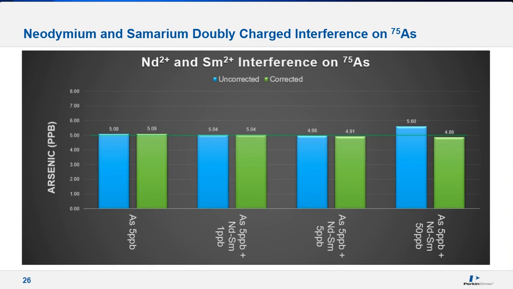In fact, the only samples that were tested that had the elevated neodymium or samarium that caused any significant difference between the corrected and uncorrected values were, in fact, NIST reference materials, the peach and tomato leaves. We've seen this also in some tobacco samples we've tested.